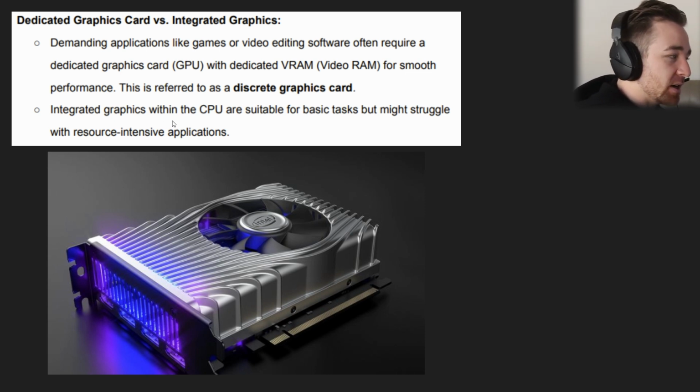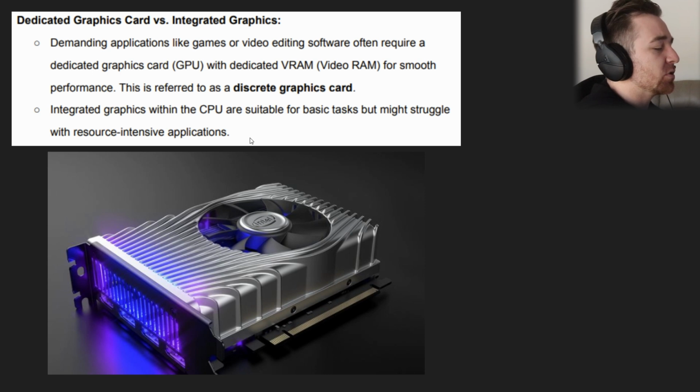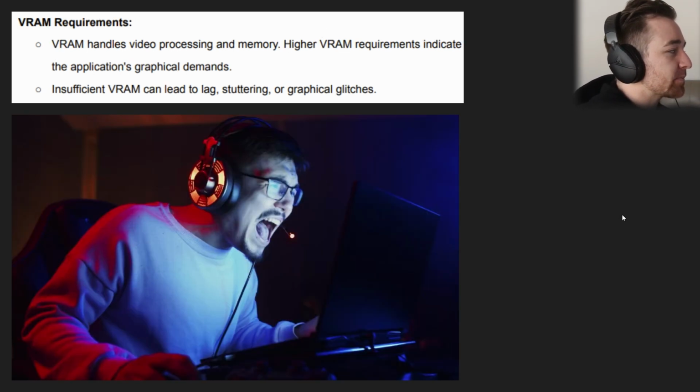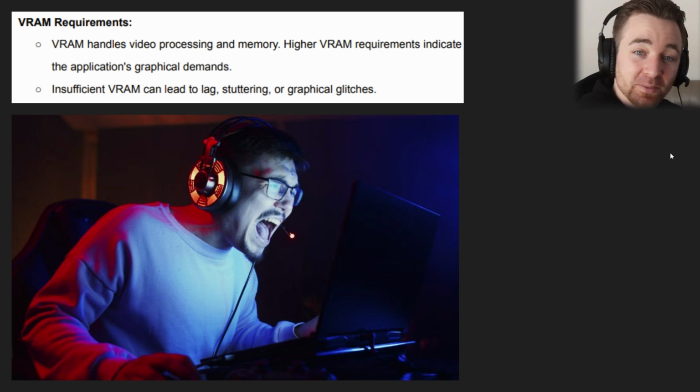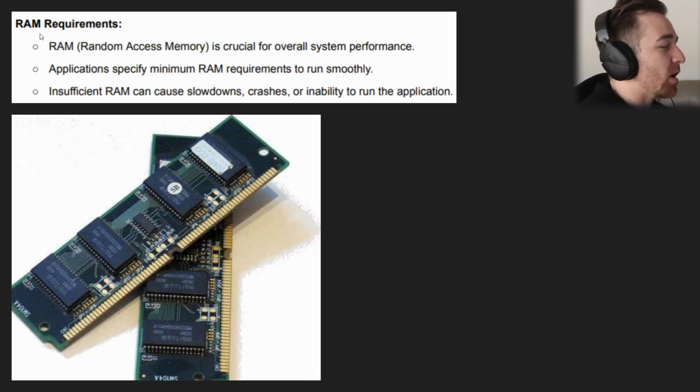Whereas an integrated graphics card is integrated within the CPU. So it's a part of the motherboard. It's generally suitable for basic tasks, but might struggle with resource-intensive applications. So if you're playing games or doing high-level video editing, you're generally going to want a discrete graphics card. VRAM requirements. VRAM handles video processing and memory. Higher VRAM requirements indicate that the application has higher graphical demands generally. So again, video games, video editing, that kind of thing. If you don't have enough VRAM, you may experience lag, stuttering, or graphical glitches. So you want to make sure you check the VRAM requirements and that you have hardware that can live up to those expectations. And then also RAM requirements are important.